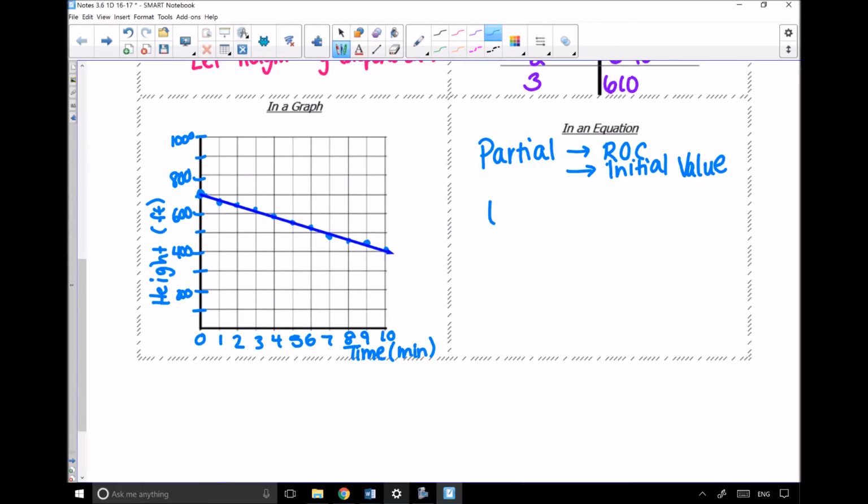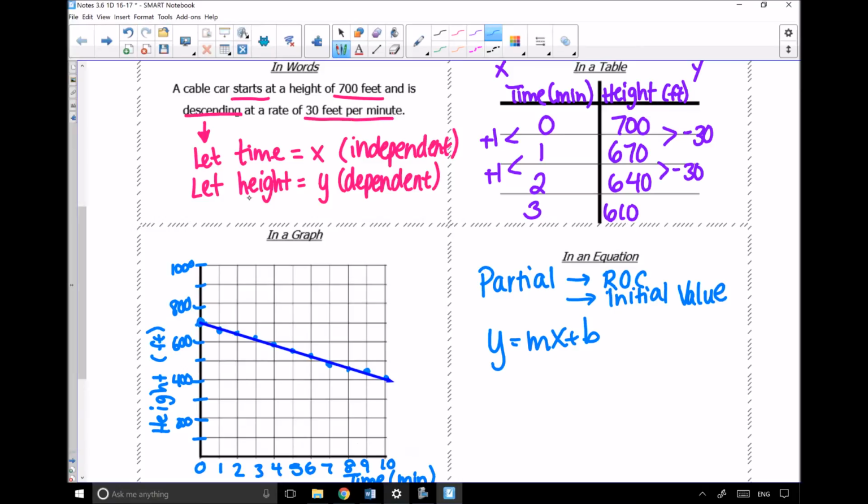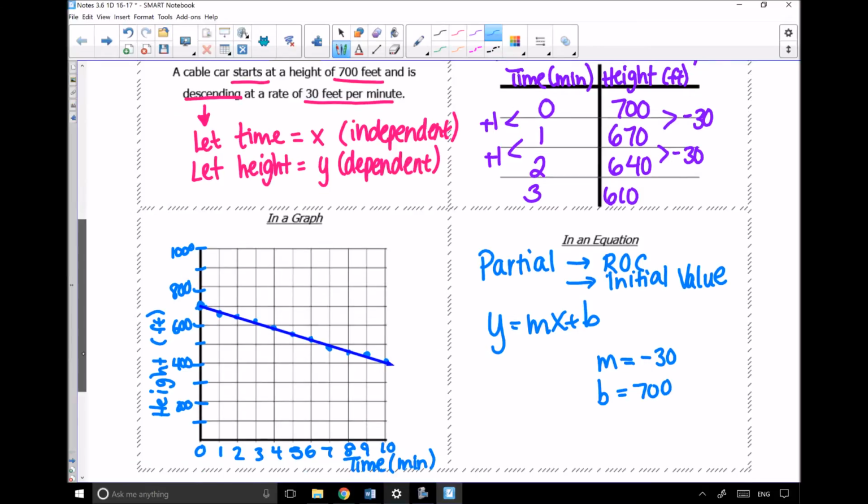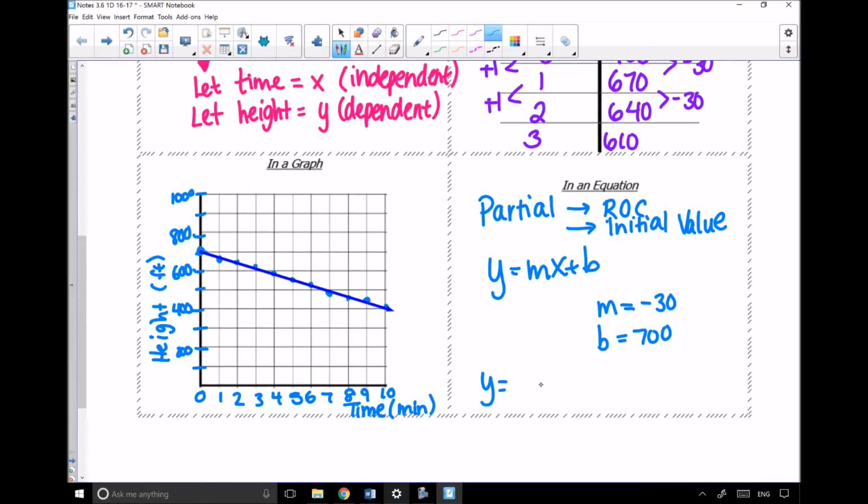So I can use y equals mx plus b, where we already identified that our y is going to stand for our height and our x is going to stand for our time. Now our m, the question is, what's our m? What's our rate of change? Well, we know it's going down by 30 feet per minute, so it's negative 30, and we know that it starts at 700 feet. So based on that, I can say y equals negative 30x plus 700. That's my answer as an equation.